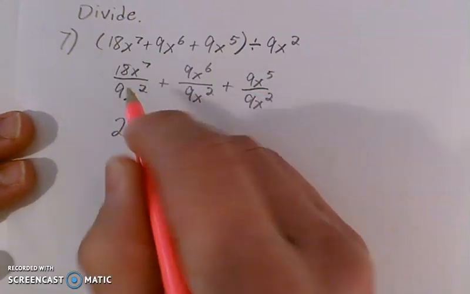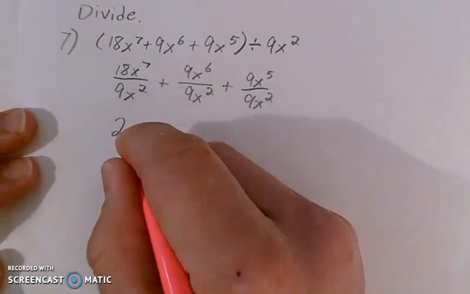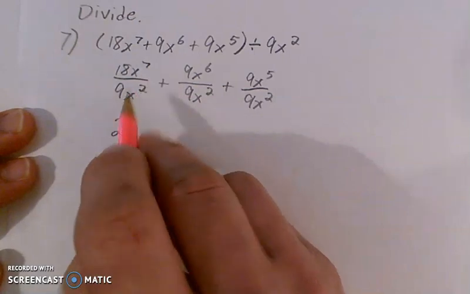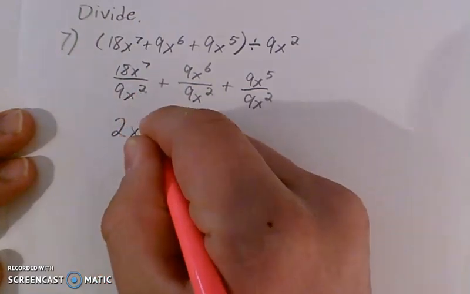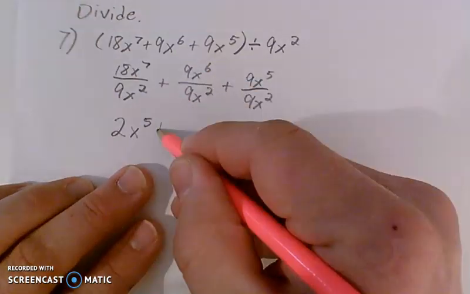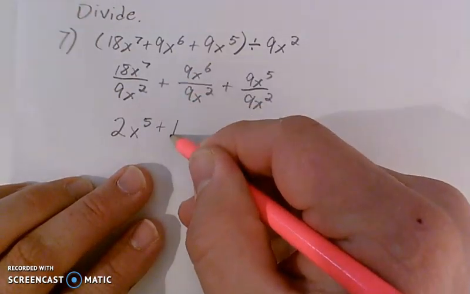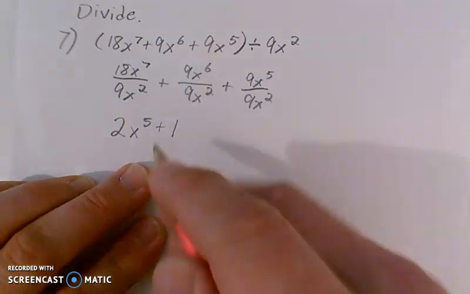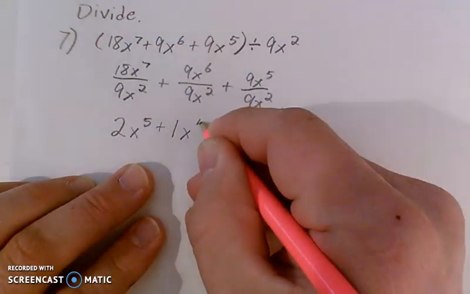X to the 7th divided by x squared is where you will subtract your exponents. So 7 minus 2 will leave x to the 5th here. So every time you're going to subtract your exponents. Plus, 9 divided by 9 is 1. X to the 6th divided by x squared is x to the 4th.